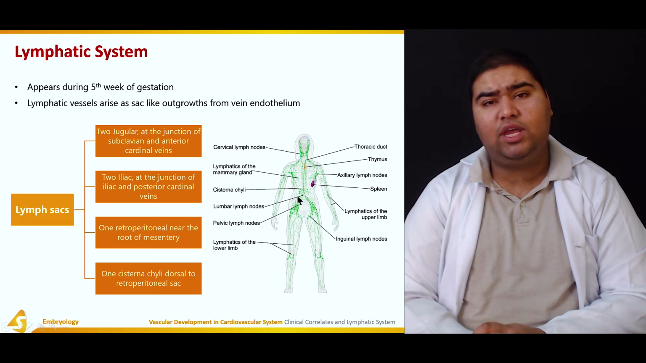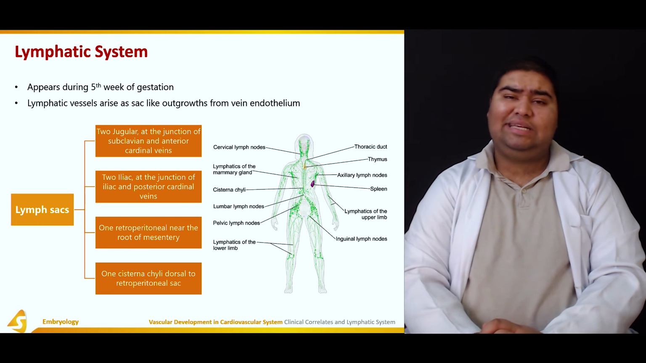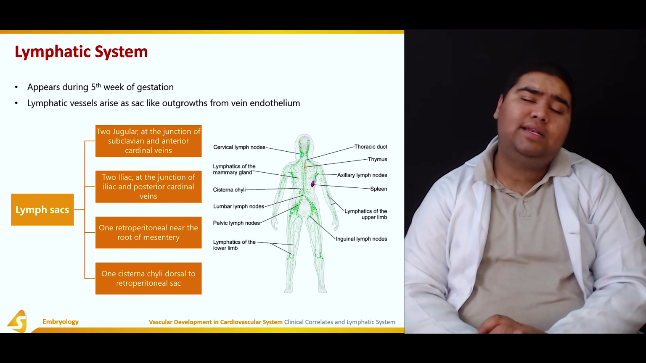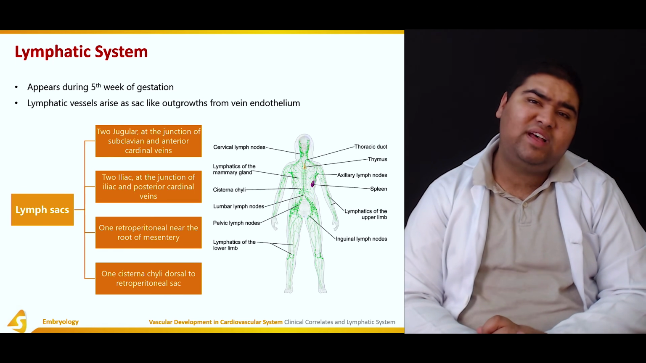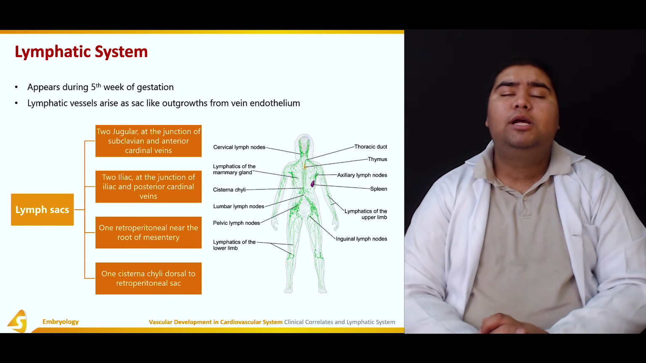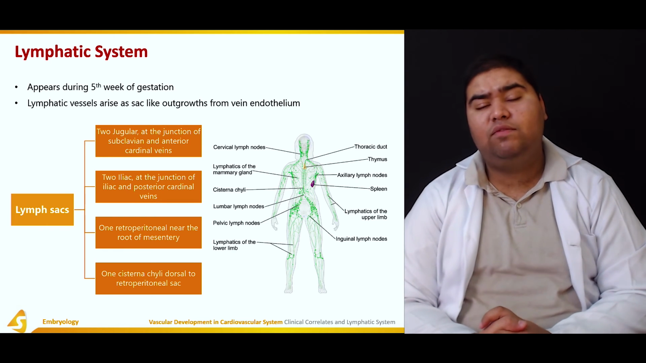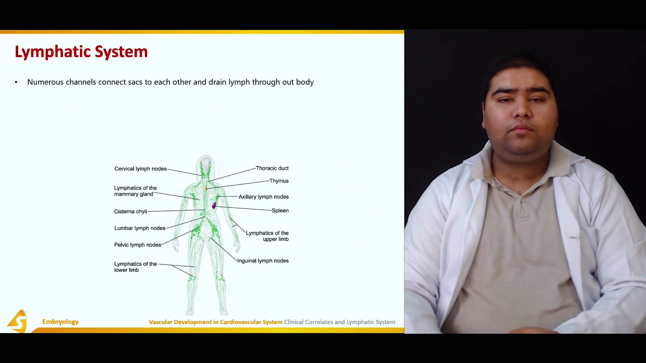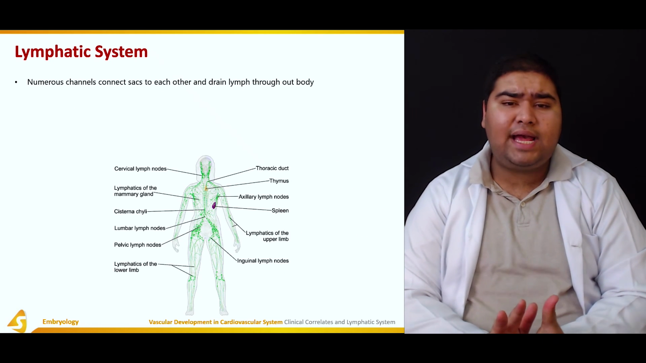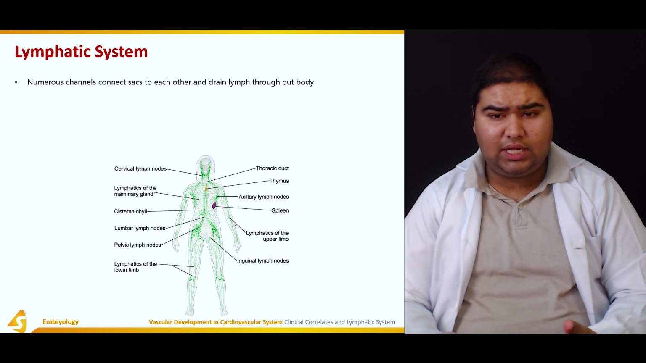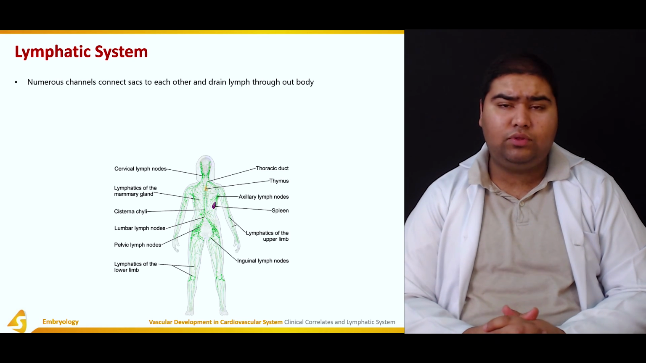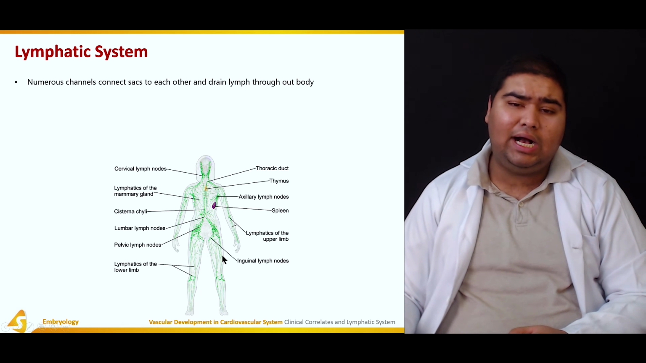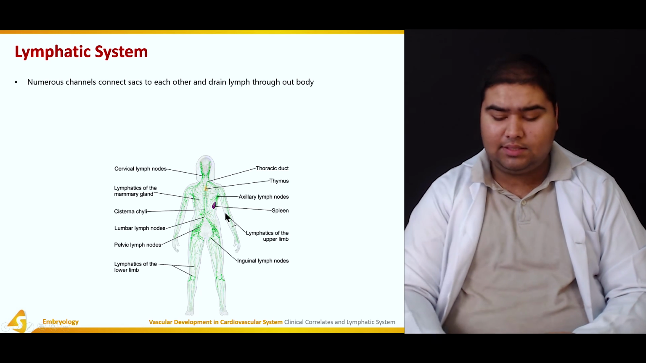So we have 4 locations at which we have the lymphatic sacs. We have the thoracic lymphatic sacs, the iliac lymphatic sacs, the retroperitoneal lymphatic sacs, and finally the cisterna chyli, which lies in front of the retroperitoneal lymphatic sacs. There are numerous channels connecting these sacs to each other, and they drain the lymph throughout the body. Here you can see all these green are the lymphatic channels.